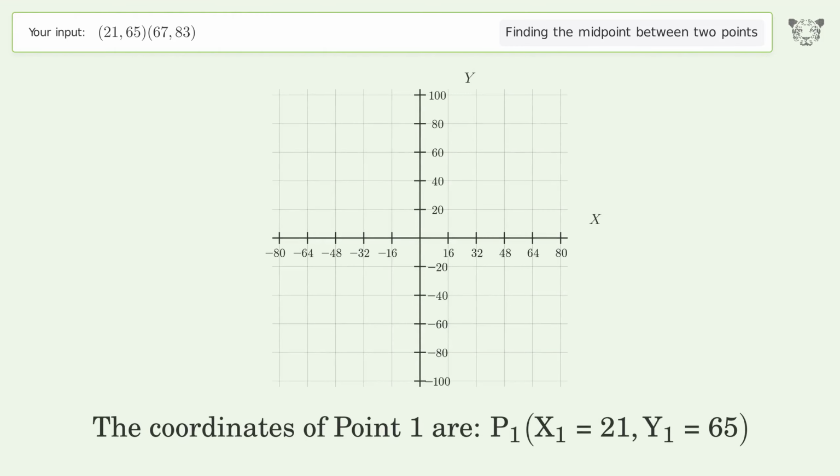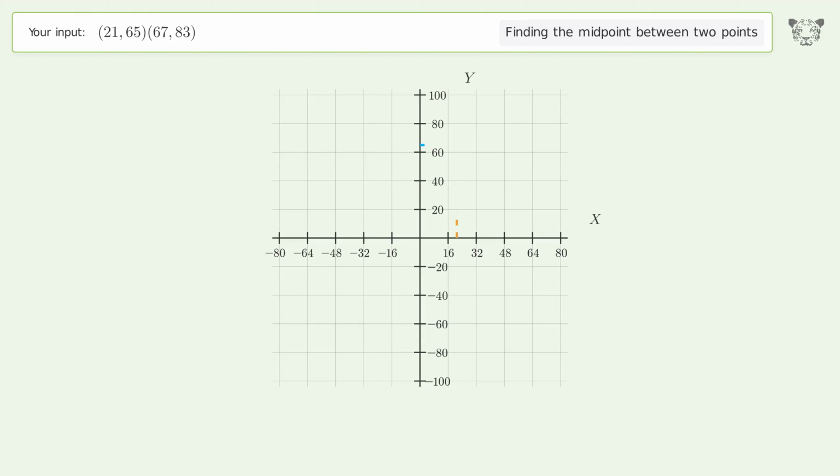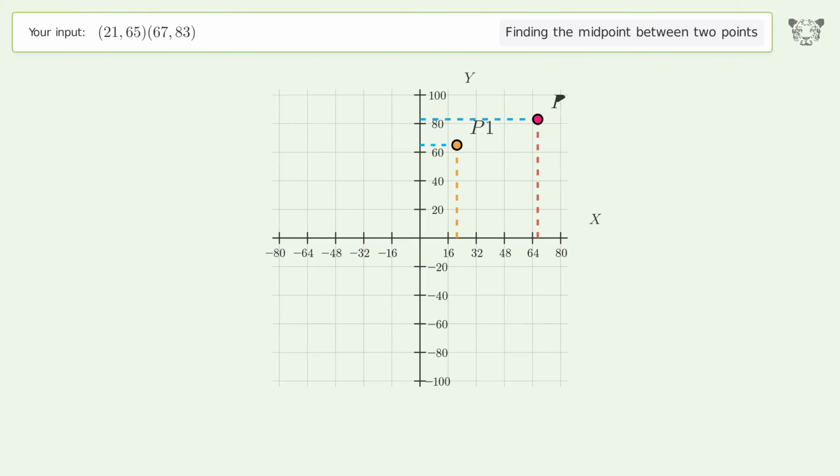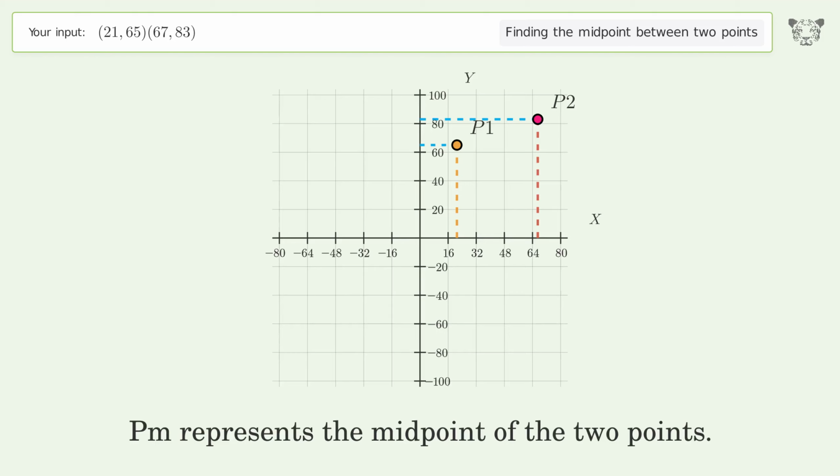The coordinates of point 1 are x1 equals 21, y1 equals 65. The coordinates of point 2 are x2 equals 67, y2 equals 83. PM represents the midpoint of the 2 points.